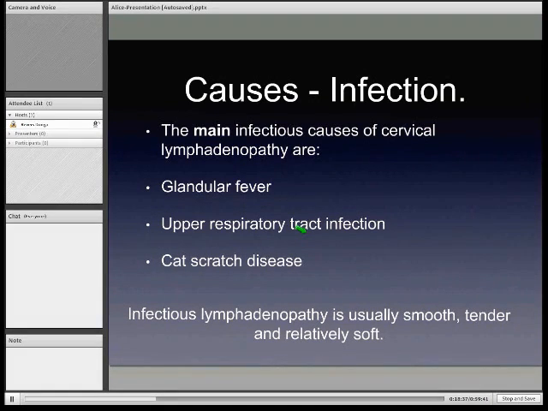On examination, the lymph nodes will feel very swollen, they'll feel tender, and they'll also feel very soft. And these three main features are quite indicative of an infectious cause.